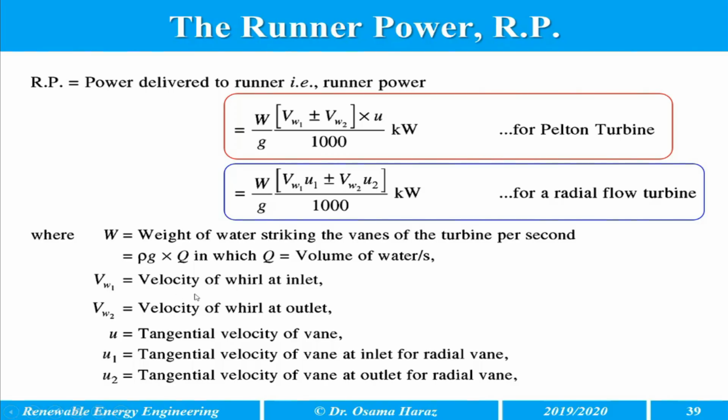What is VW1? The velocity of whirl at inlet. What is VW2? The velocity of whirl at outlet. What is U? The tangential velocity of vane. When the water hits the vane, it will rotate with the tangential velocity U.